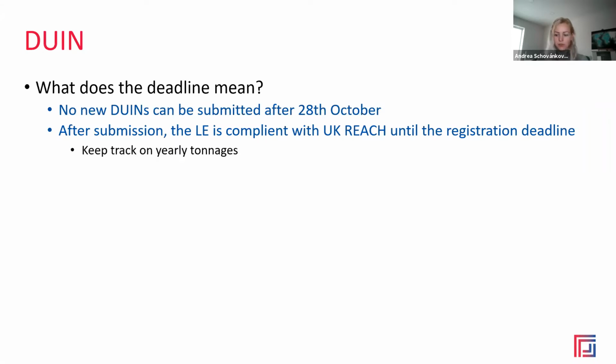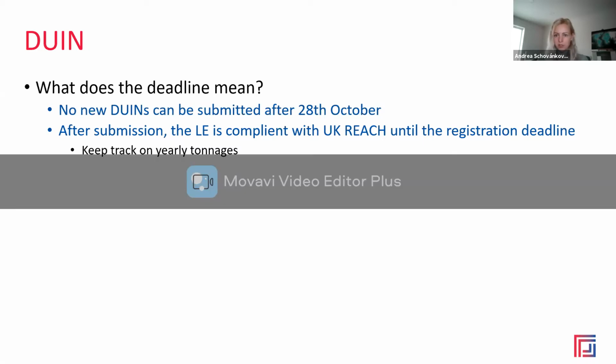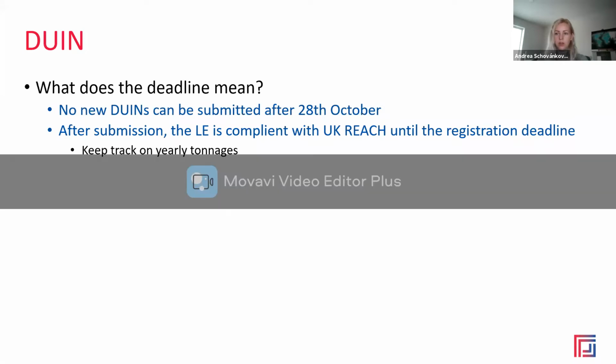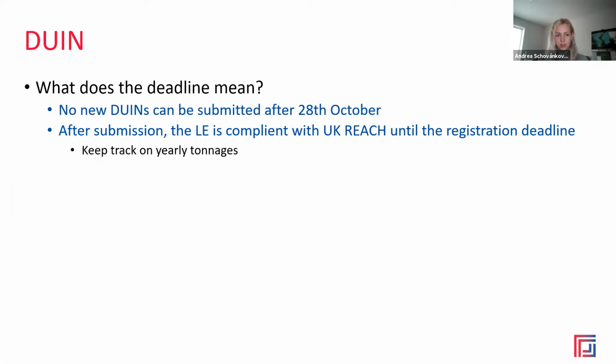So what do you need to do after the submission? You just need to keep track of your tonnages, because you need to provide your tonnages in the spreadsheet that you send to HSE, and if that changes, you should act accordingly, because if you move to a higher tonnage band, you should inform the agency. Maybe you could update your table and send it to them with the message that you changed your tonnage.